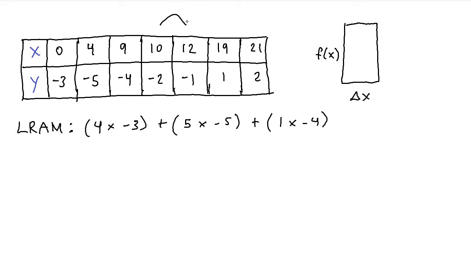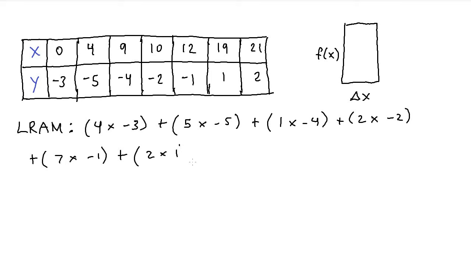From 10 to 12, the delta x is going to be 2, times the y value of negative 2, plus the next delta x, so 12 to 19, that's going to be 7, times the y value of negative 1, and then plus, we're going from 19 to 21, so that's a delta x of 2 times the y value of 1. And that's where we can stop.